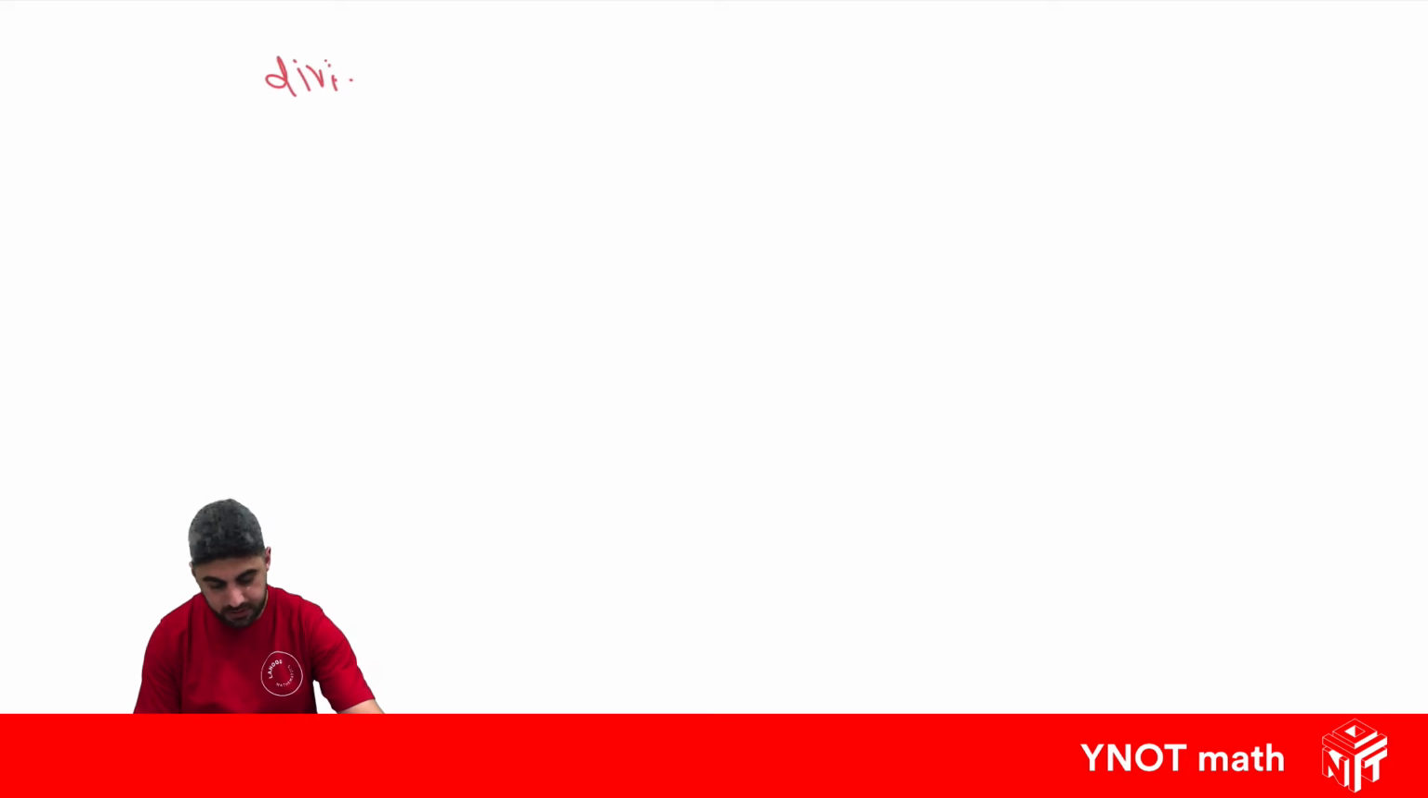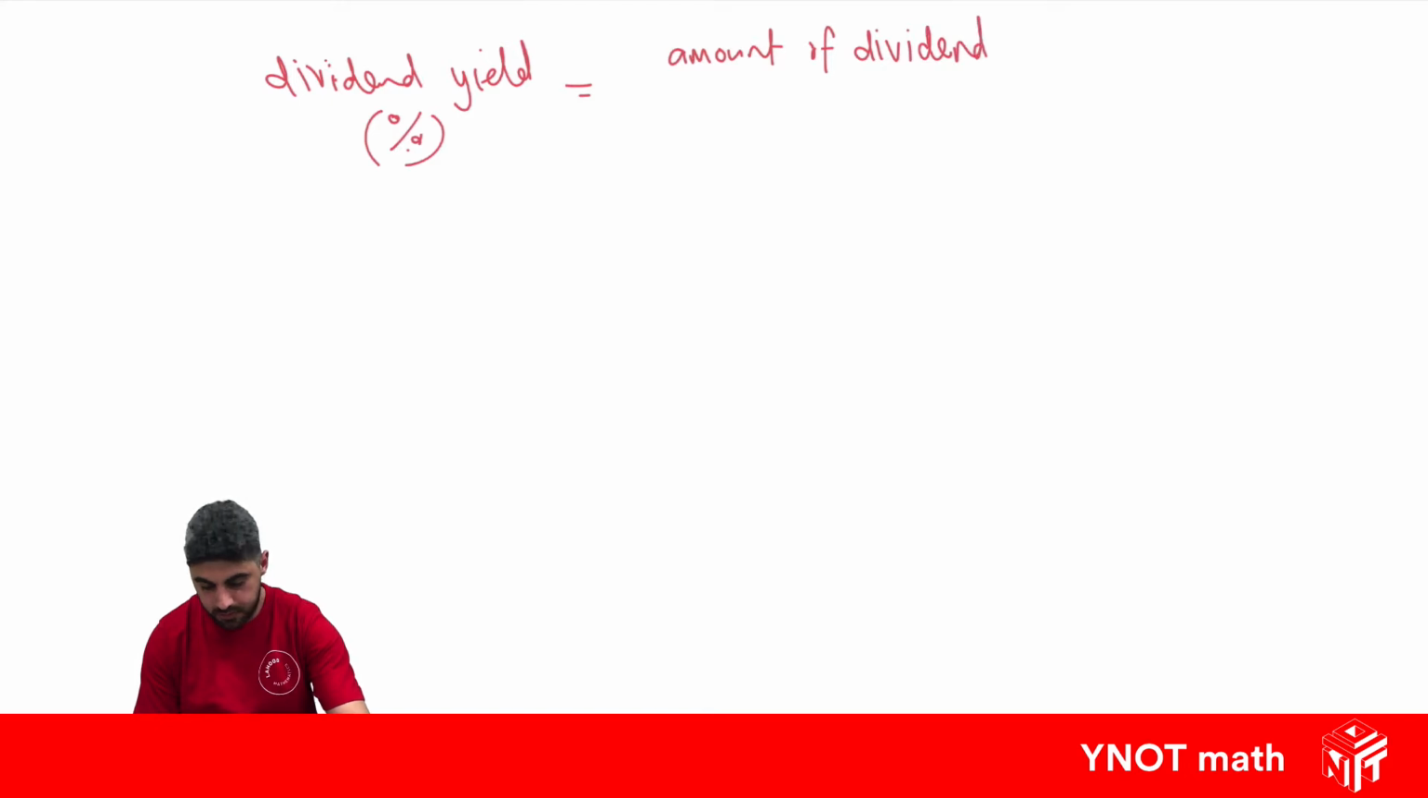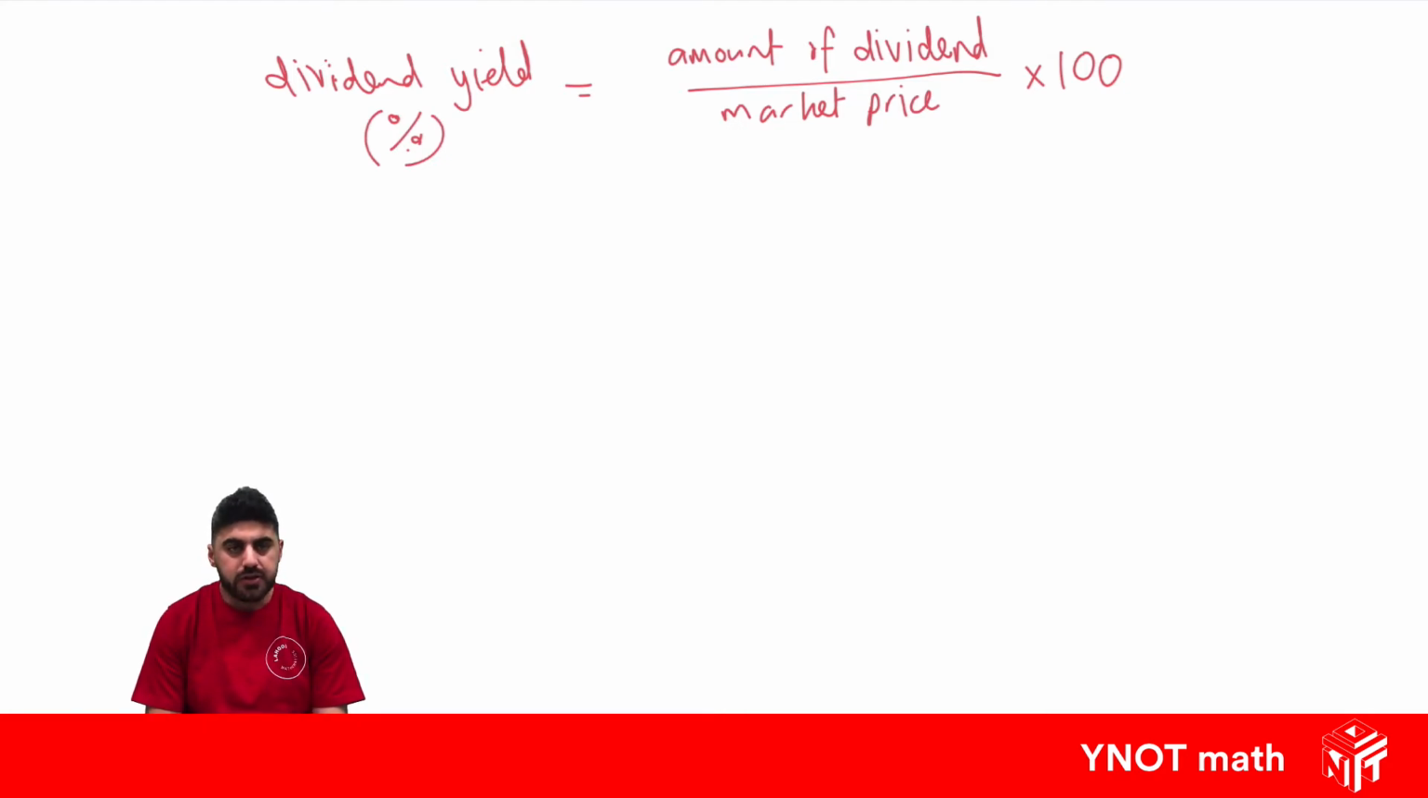So the dividend yield, which is actually a percentage, is the amount of your dividend divided by the market price, multiplied by 100 to turn it into a percentage. And if you see a stockbroker, that's someone who buys and sells shares, they're going to charge you a fee called the brokerage, which will get taken out of the profit you make on your shares.